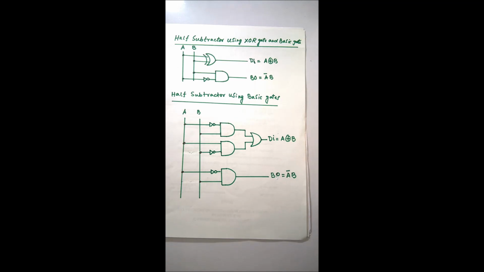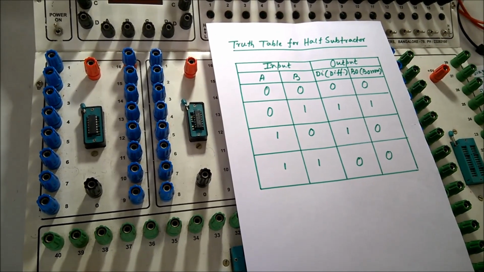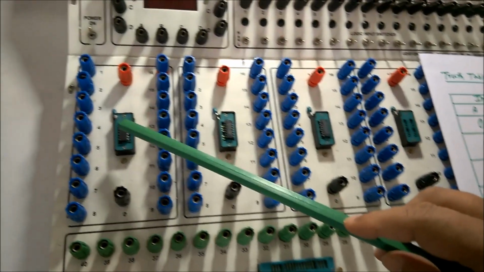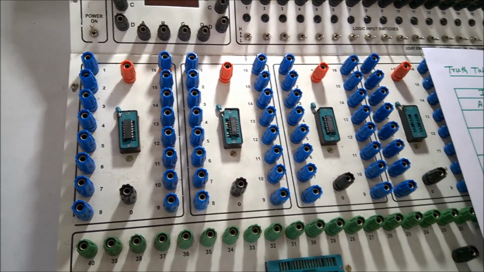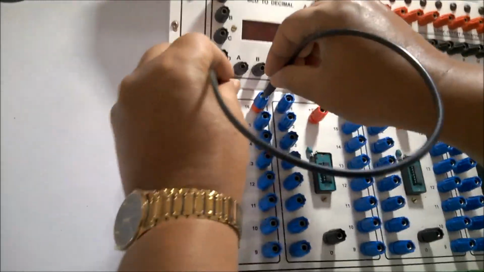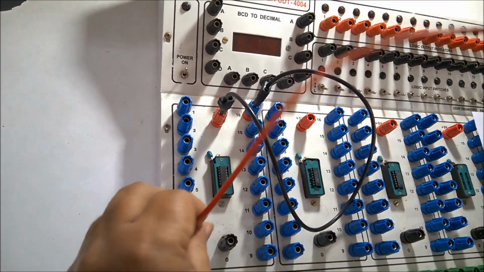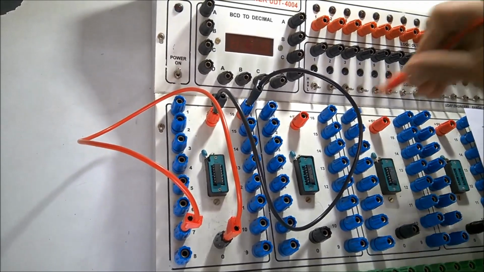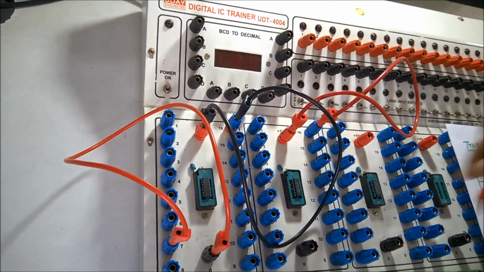For that purpose, we have to go to the lab. Let us come to the lab. We are realizing the half subtractor in the digital IC trainer kit. First, we have placed the AND gate in this slot, the OR gate in this slot, and the NOT gate here. Now, first VCC and grounding we have to do. Pin 14 goes to VCC, 7 to ground. It is the same for all the remaining ICs. Therefore, 14 to VCC and 7 to ground.